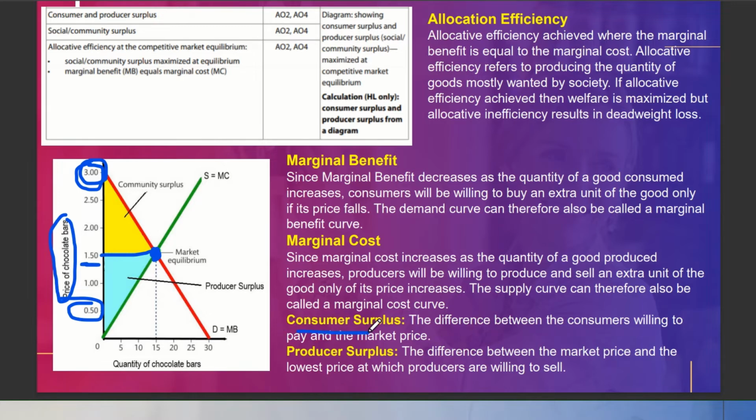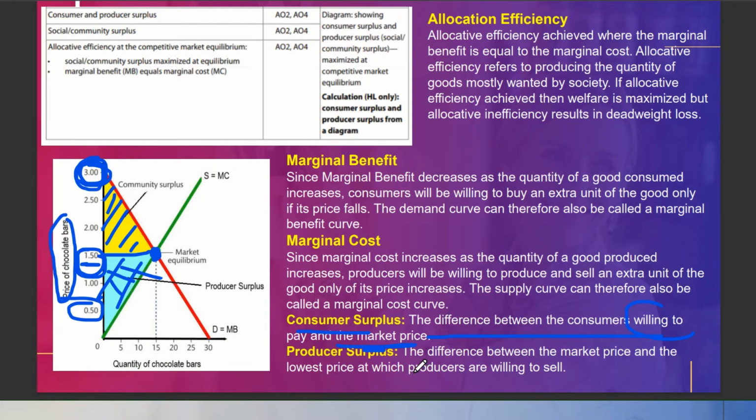So consumer surplus means the difference between what the consumer is willing to pay, this $3 is the willingness to pay, and the market price. This $1.5 is the market price. So this is the difference, and this area is considered as the consumer surplus. Remember, above the equilibrium it is a consumer surplus. Below the equilibrium, this area is a producer surplus.